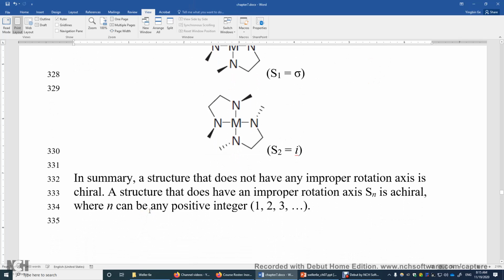So in summary, if you are trying to decide if a structure is chiral or achiral, you just need to check if this structure has any improper rotation axis. If it does, well, it's achiral. If it doesn't, this structure is chiral.